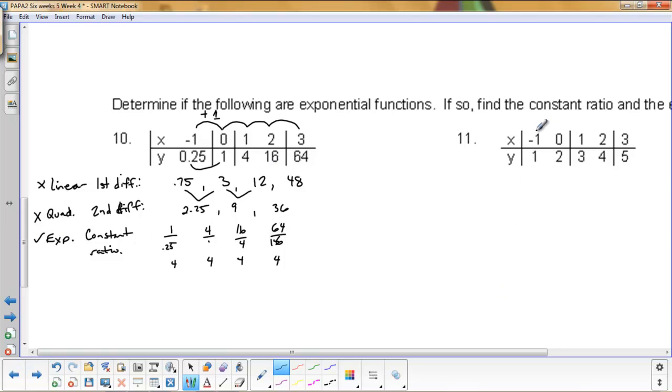Okay? In question number 11, again, we're doing the exact same thing. Determine that x is in fact counting. The constant difference here is 1, or the first difference. The first difference here is 1. The first difference here is 1, and the first difference here is 1. That makes question number 11 linear.